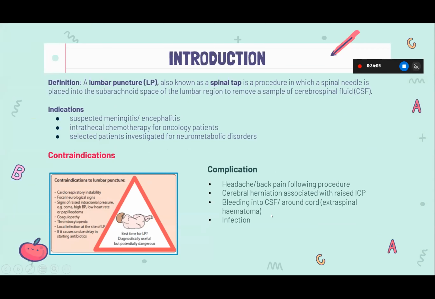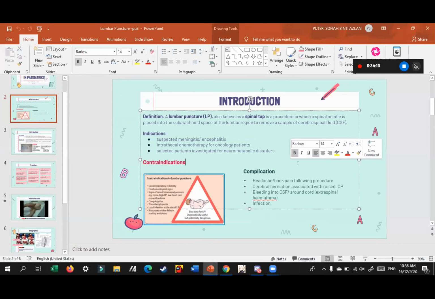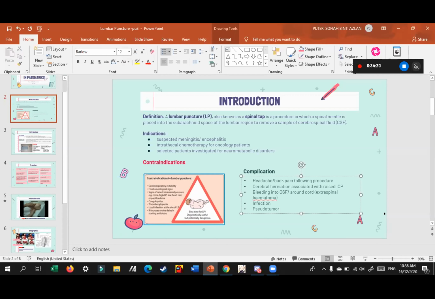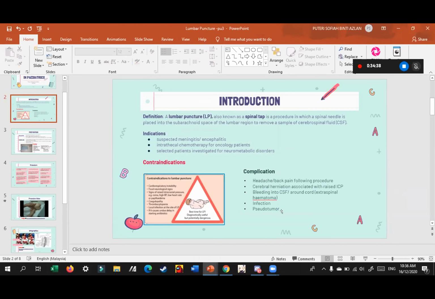What are the complications the doctor mentioned? You can get pseudotumor. I can't remember the name, but it's pseudotumor. And then headache, back pain, infection, bleeding, herniation. Those are what I can remember. Problem with the pseudotumor or tethered cord. Tethered cord can also be one of the complications.